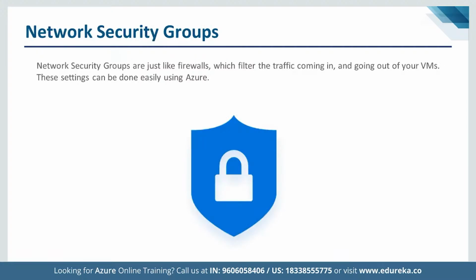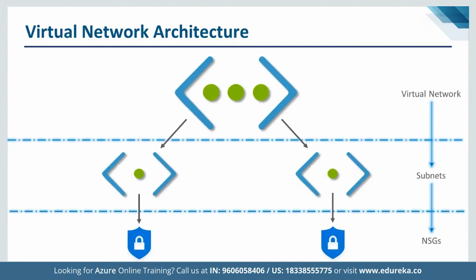Okay. Now what is this network security group? Guys, this network security group is nothing but a firewall, which will be filtering the traffic coming in and going out of your virtual machines. We are saying that we are creating a virtual network and all the machines within the same virtual network will be able to talk to each other. Now we also have network security groups, which are like a firewall. They will see what kind of data is coming in and going out.